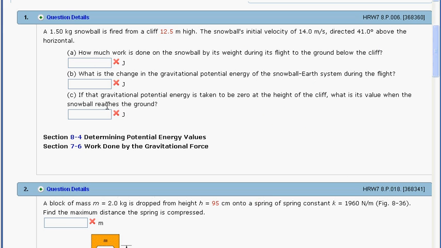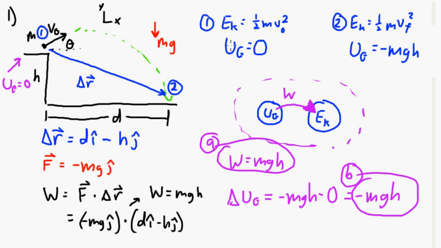And then part C is easy. If the gravitational potential energy is 0 at the height of the cliff, what is its value when the snowball reaches the ground? Well, we did that, so great. There we go. Negative mgh. It's right there. I won't go through the explanation because I think it's beyond redundant at this point, but let's just figure out what this number is. So it's mgh and minus mgh, our two answers.